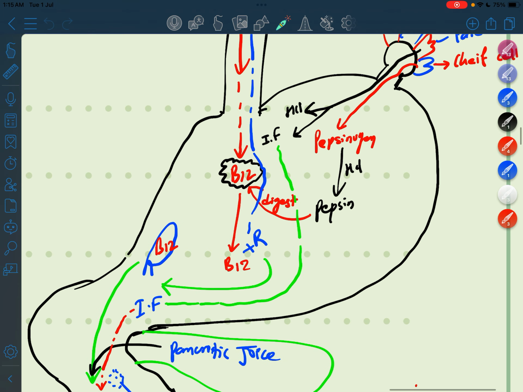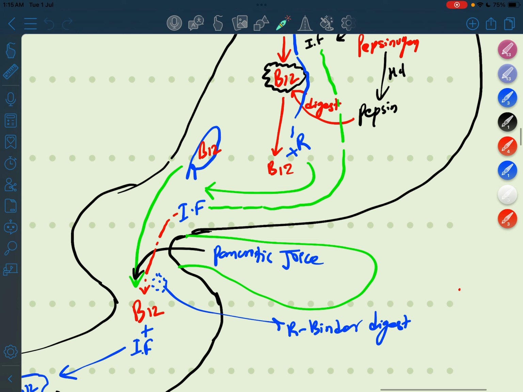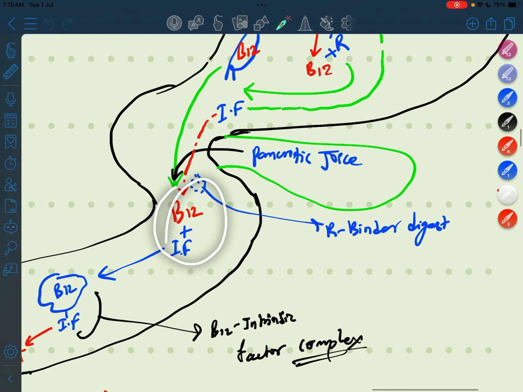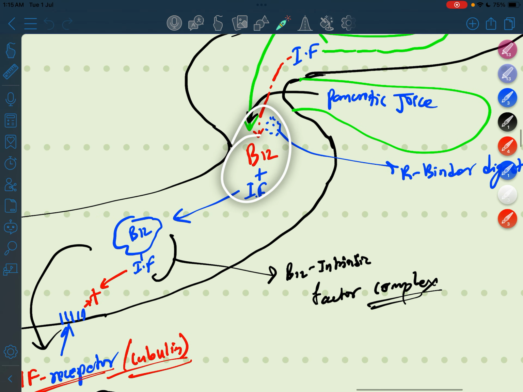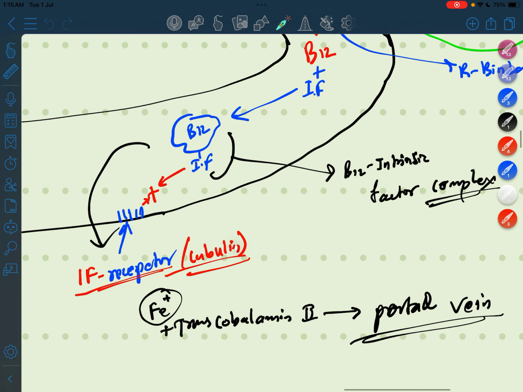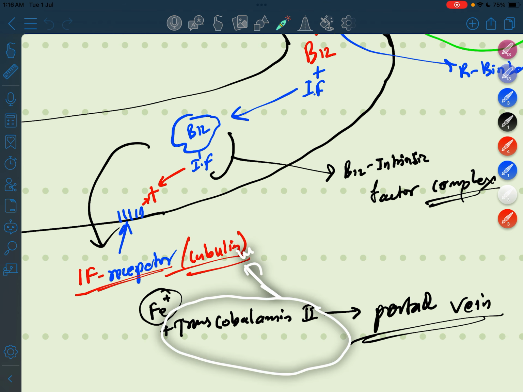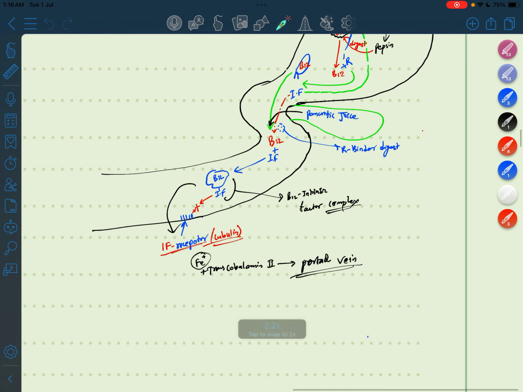Initially the R binder is with the vitamin B12, and it goes into the duodenum. There, pancreatic juice degrades the R binder, and the intrinsic factor binds with the vitamin B12. This vitamin B12 bound to the intrinsic factor goes to the intrinsic factor receptor, and from that receptor the B12 comes into the plasma. In the plasma, transcobalamin carries it to the portal vein.